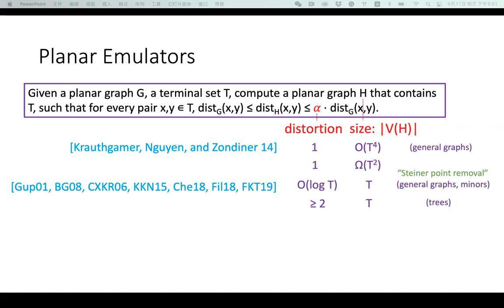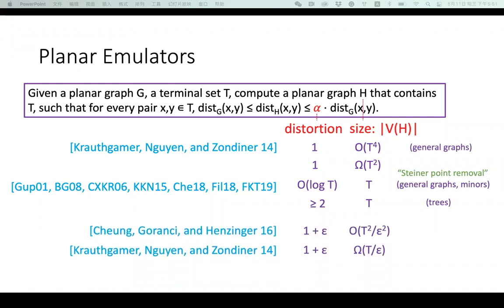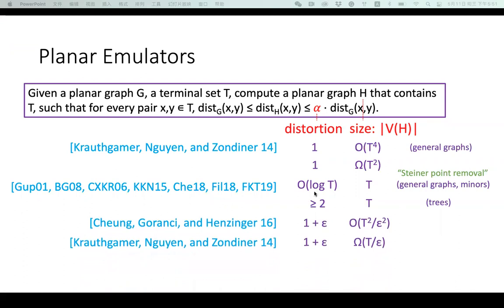And there's another very interesting setting: what if we require the distortion to be 1 plus epsilon for an arbitrarily small constant epsilon? In this setting, the previous work by Chang and Hsien-Chih showed the upper bound of t squared over epsilon squared. And the previous work by Krauthgamer and Zihan shows the lower bound, which is t over epsilon. So there's still a quadratic gap here.